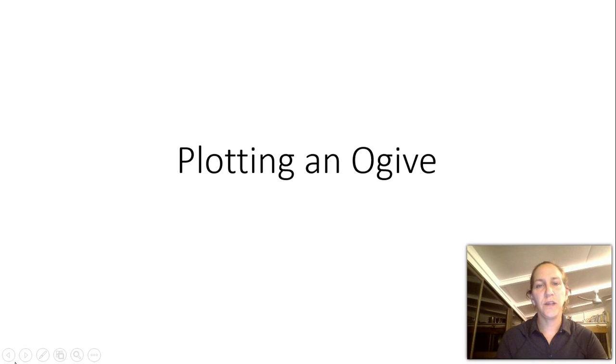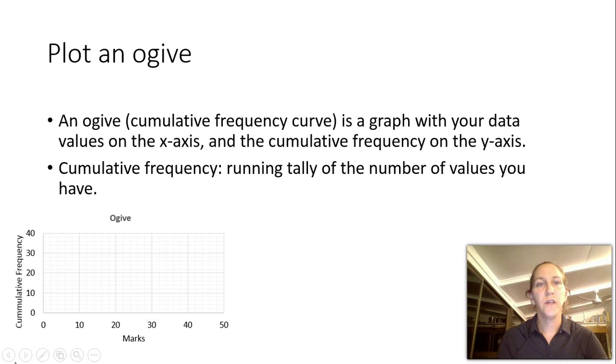In this lesson, we're going to look at plotting an Ogive curve. An Ogive curve is just a fancy name for a graph that has a data set, or any sort of values that you're looking at, on the x-axis and the cumulative frequency on the y-axis. And cumulative frequency is really just a running tally of the number of values that you already have.